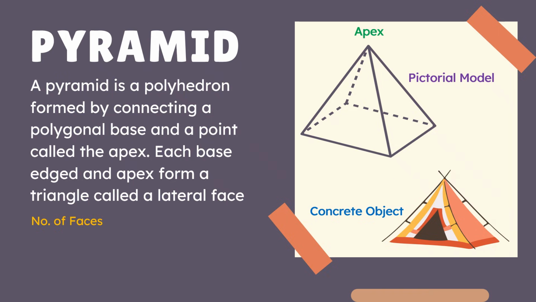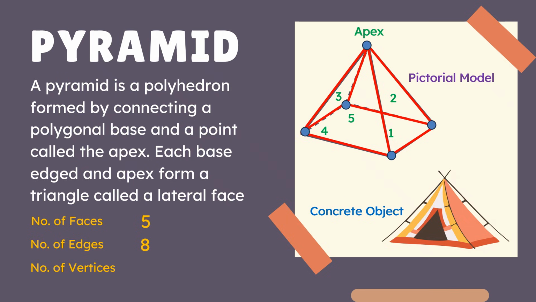So let's find out the number of faces of a pyramid. What do you think the answer is? Let's count. 1, 2, 3, 4, 5. So there are 5 faces. How about the number of edges? Let's find out. 1, 2, 3, 4, 5, 6, 7, 8. So there are 8 edges. How about the number of vertices? What do you think the answer is? Let's count. 1, 2, 3, 4, 5. So there are 5 vertices.